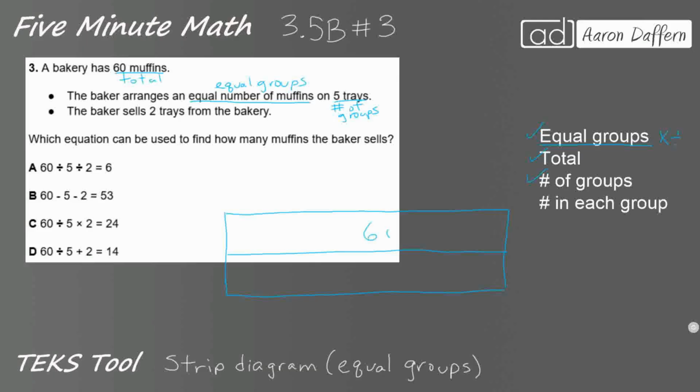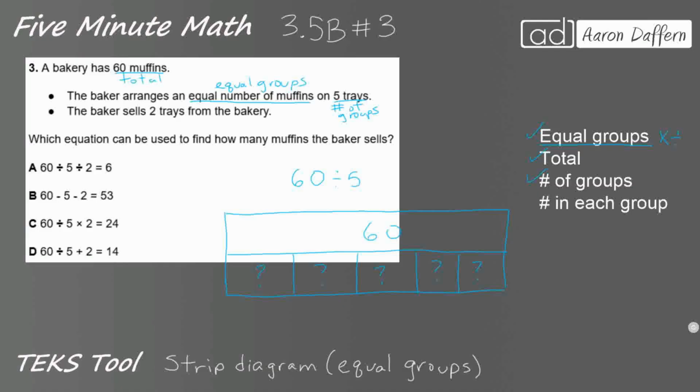So 60 is our total, and I want to break this into fifths. Fifths are kind of hard, you just have to guesstimate. And so those really aren't 5 equal groups, but let's pretend they are. So what we have here is 60, and we're going to divide this into 5. And that's going to get us how many are in each tray. Okay. So if we want, we can put a question mark right here. And if it was just these first two steps, that's all we would need.